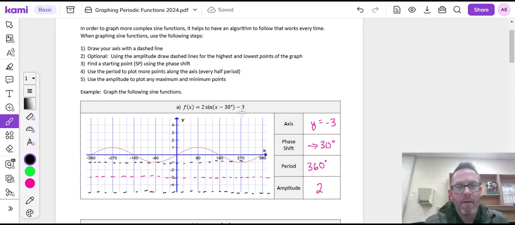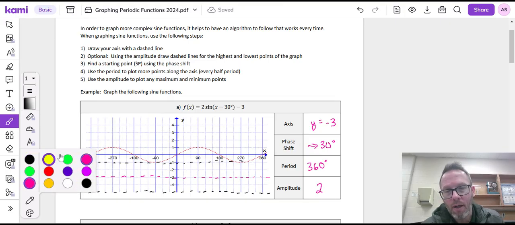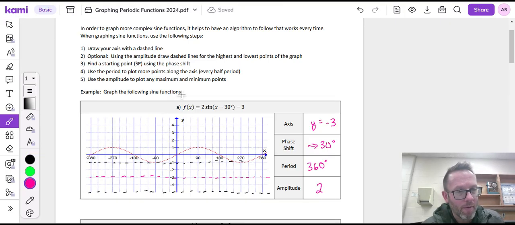Now we know where our sine function is bounded in between, but where do we start? How do we start graphing the sine function? I refer to this as the starting point of my sine function. That's not really a technical term. It's just something I use in the classroom. Normally, the sine function starts at 0, 0.